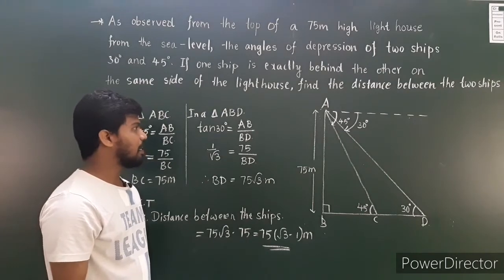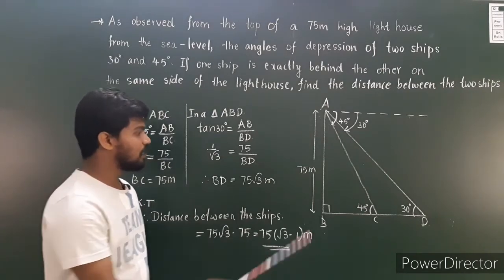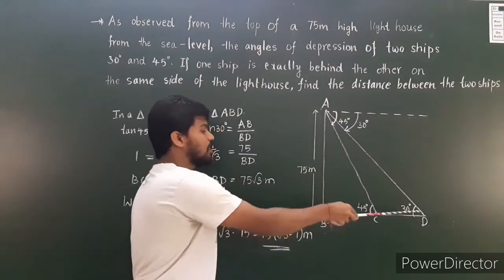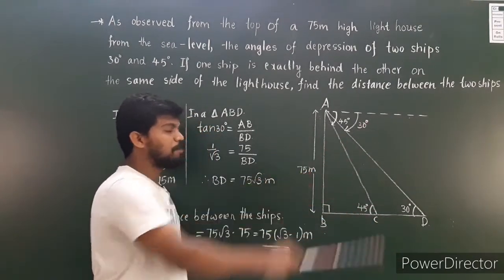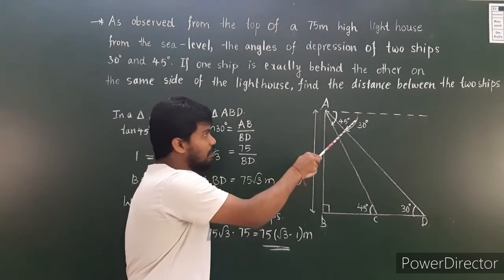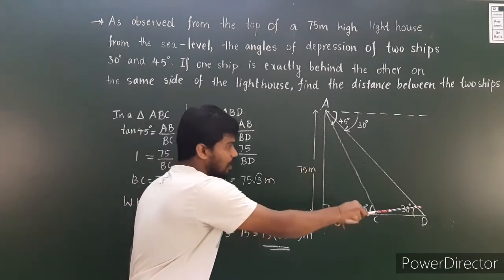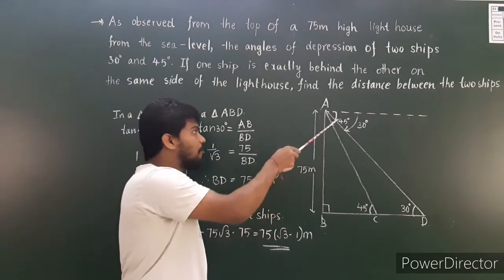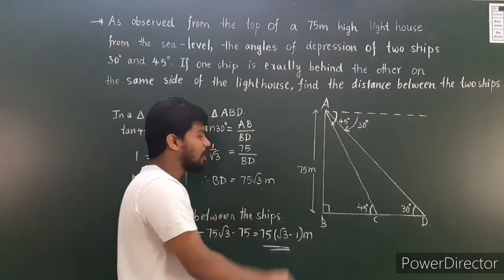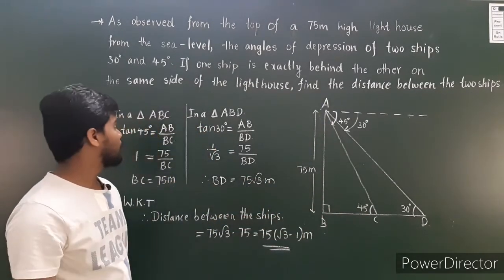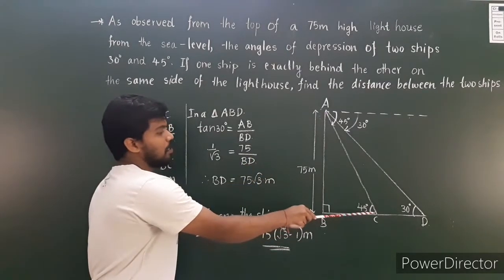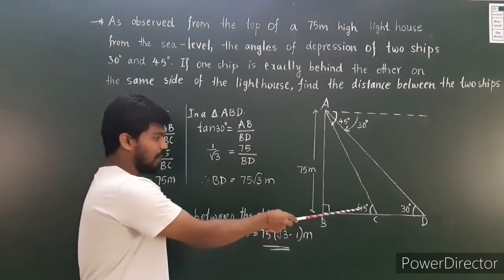First you will see that these two lines are horizontal lines, and both lines are parallel. Therefore, the angle 30 is exactly equal to this one using alternate interior angles, and the angle 45 is equal to this angle, so that is also 45 degree. So in triangle ABC, 45 degree is here.